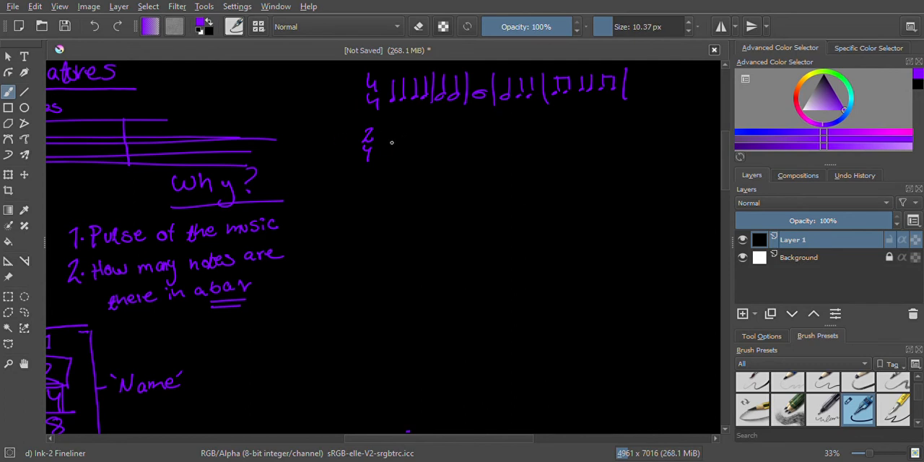So let's try. That means I could include 2 quarter notes in a bar, I could include a half note, I could include 4 eighth notes, I could include a quarter note and 2 eighth notes, I could include 2 eighth notes and maybe 4 sixteenth notes, and so on and so forth.